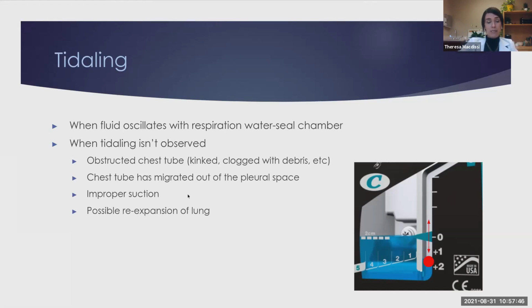Maybe there's a problem with suction. Maybe check all of your seals to make sure that all the tubing is correctly sealed together. Or possibly there's been re-expansion of the lung. That usually takes around 36 to 72 hours. Obviously, we've all had patients with chest tubes that have been in place longer, but maybe the tidaling has stopped because the lung has come all the way back up. And then you won't see those big swings in intrapleural pressure causing that float ball to go up and down.